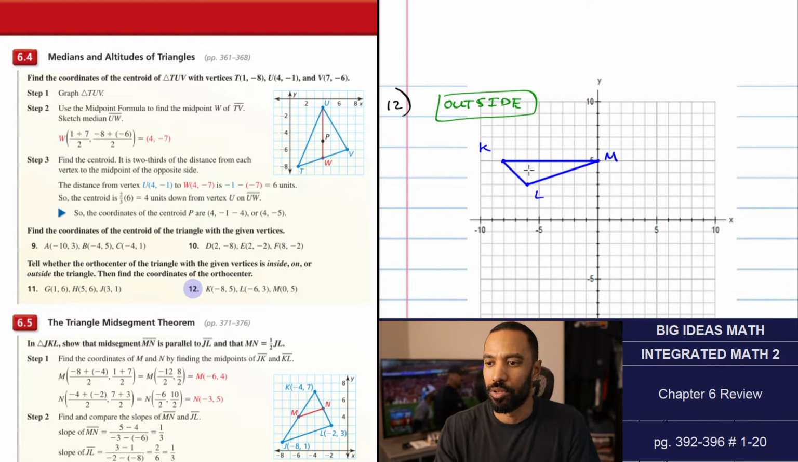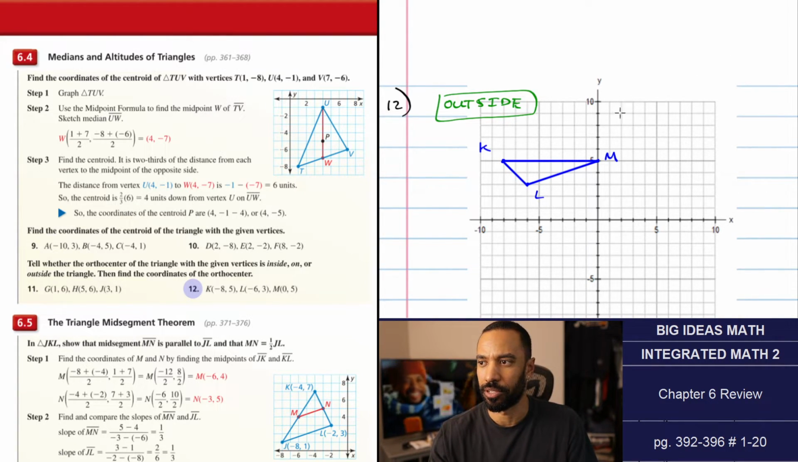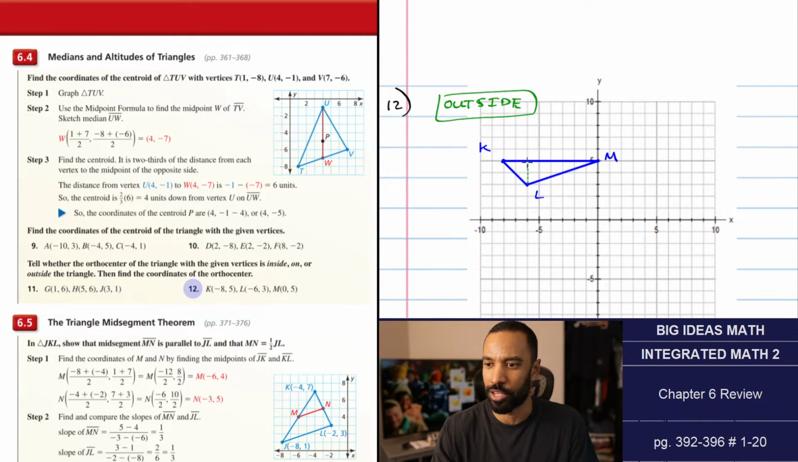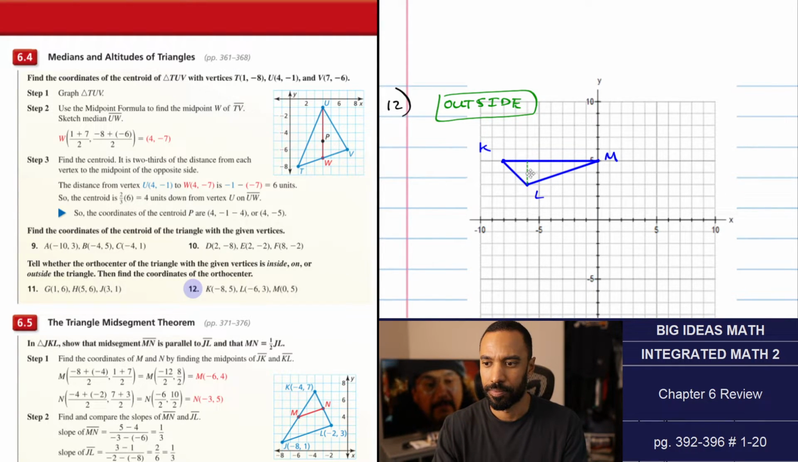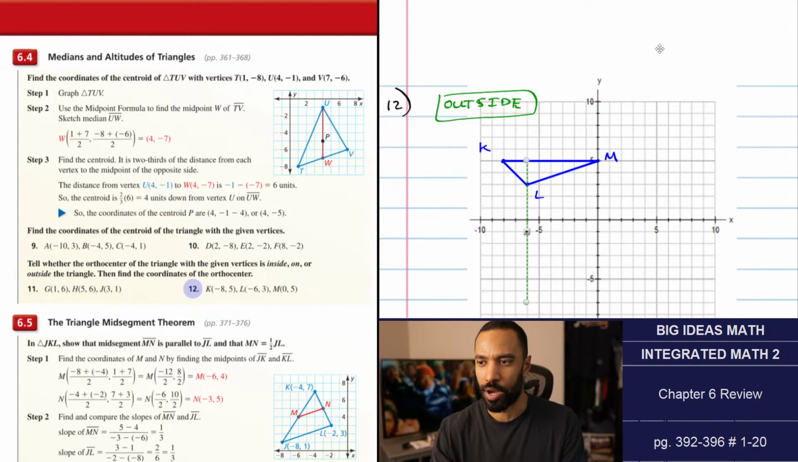Now, do the altitude from L to KM. Remember, not a perpendicular bisector. You go from the point L literally perpendicularly through there. Because that's a horizontal line, I can go a vertical line right there. But I want more, because mine is going to be outside of this triangle. I think it's going to be extending down this direction, although you could draw both directions if you want to.